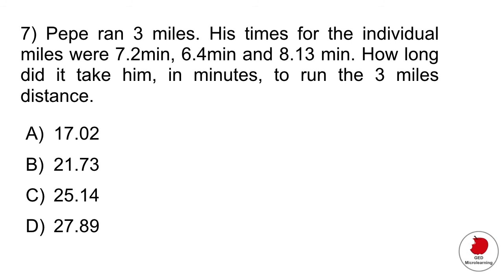Option C. Okay, question 7. Pepe ran 3 miles. His times for individual miles were 7.2, 6.4, and 8.3. How long did it take him in minutes to run the 3-mile distance? All right, so this is very straightforward.